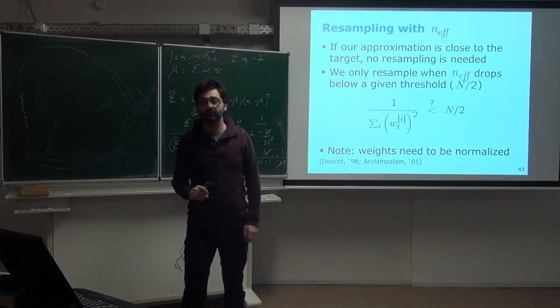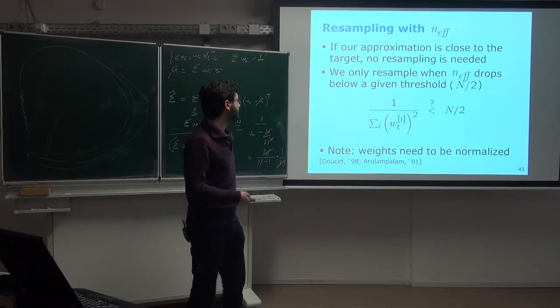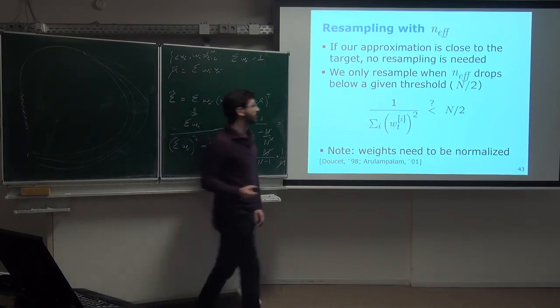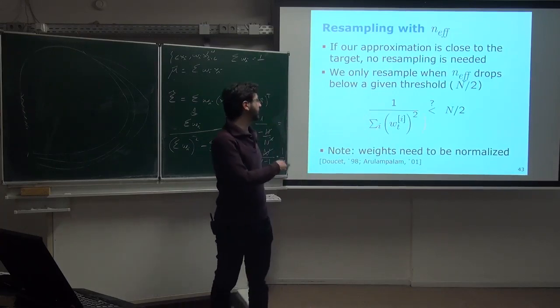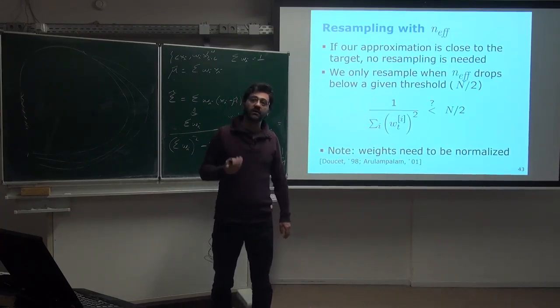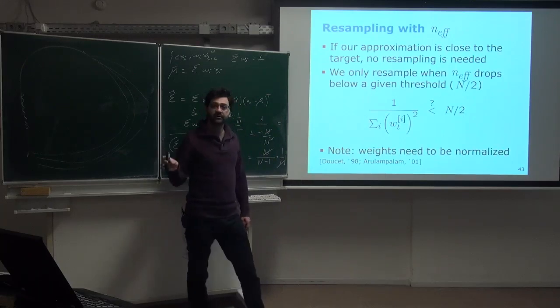So that's just a heuristic for computing it. Please be aware that for this value to be meaningful, the weights need to be normalized. If they're not normalized, you can have an arbitrary number here that doesn't tell you anything about the distribution, about the variance of this distribution, okay? Any question on that? Okay.